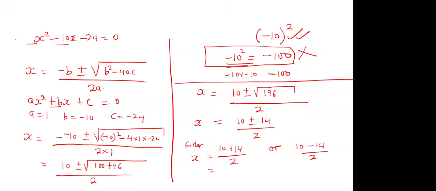So x is equal to 10 plus 14, that is 24 out of 2, which will give us 12. Then here I'll have 10 minus 14, that is negative 4 out of 2, and our answer here is negative 2. From this point you ask yourself, what is going to be my conclusion? Because we have x is equal to 12 and x is equal to negative 2. So what is the correct answer that we shall consider?